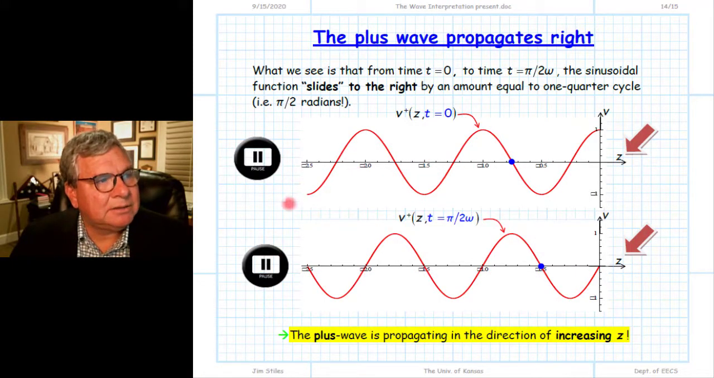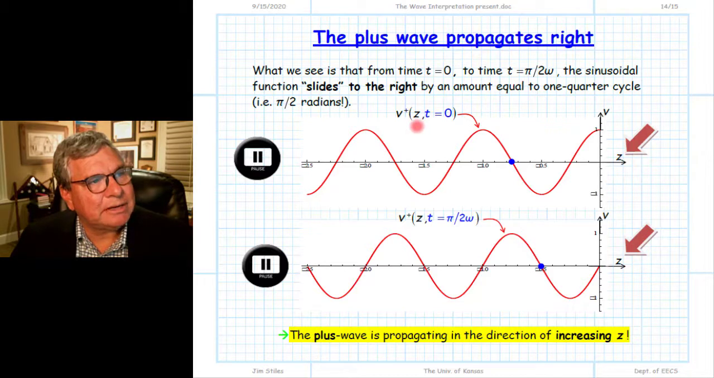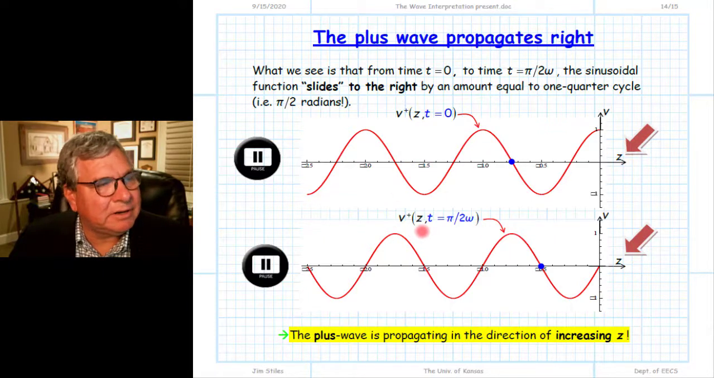So we plot the function now at time t equal to 0. This is the voltage as a function of position along our transmission line at time t equal to 0. And now this is our new function: again, the voltage as a function of position z along our transmission line at a new frozen time, pi over 2 omega. If we look at these, we see they don't align. One has been shifted in front of the other.